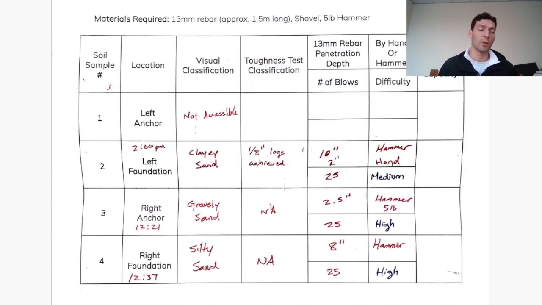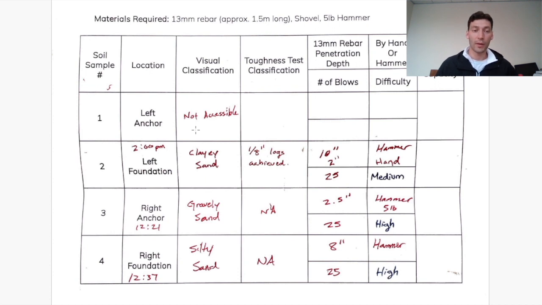So in this case, we couldn't access that anchor location, but it's okay because we could access the left foundation location. And we can assume that the soil at the foundation will be very similar to the soil found at the anchor location. It may differ slightly, and if that's a concern, then we could lean more towards a conservative approach when assigning an allowable bearing capacity.